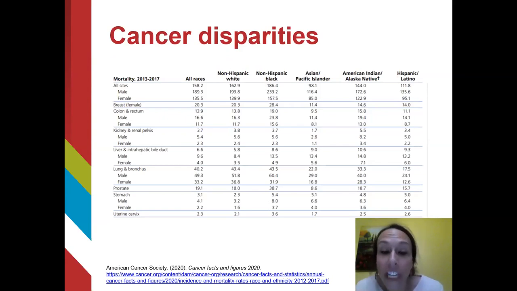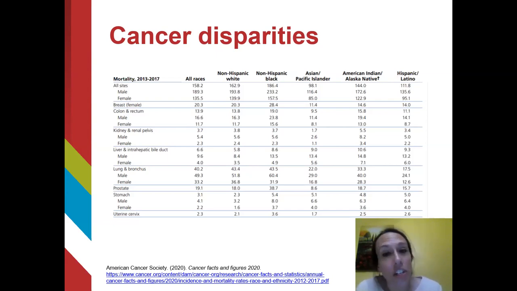On this slide, what we're looking at is cancer disparities in terms of mortality. And what we see is that among American Indians, there's higher mortality rates for colorectal cancers, kidney and renal cancers, liver and stomach, uterine and cervical cancers. So all of the cancers where there was a higher incidence rate, there's also a higher death rate.